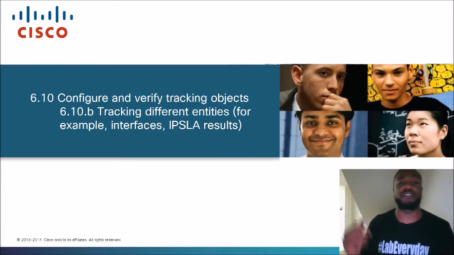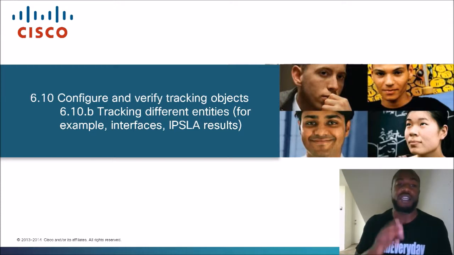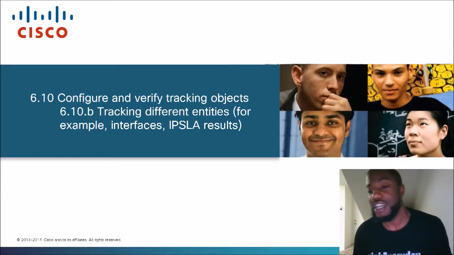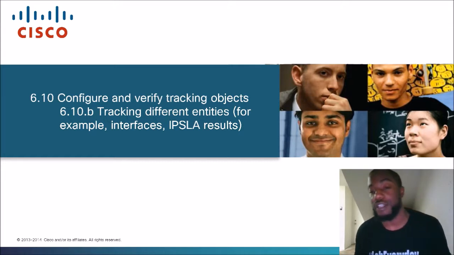Today's topic is configure and verify tracking objects, specifically subsection 6.10b of the CCNP Route exam, and that is tracking different entities. For example, interfaces and IP SLA results is a topic in the CCNP Route exam. It'll be known as the CCNP Enterprise exam come February 24th, 2020. Let's go ahead and take a look at the exam blueprint and see where we came from and where we're headed.